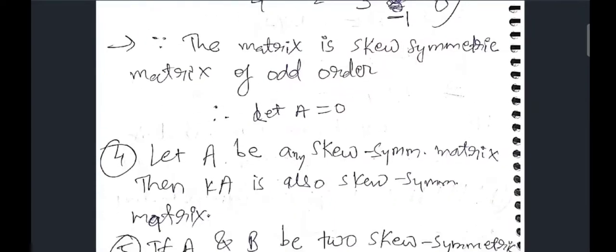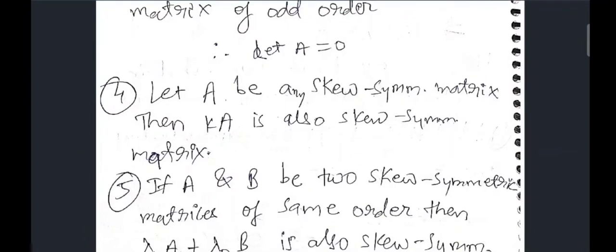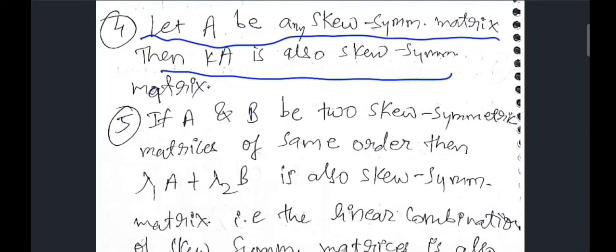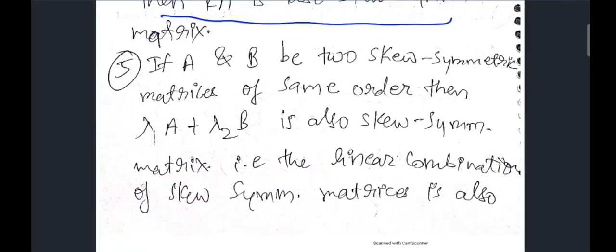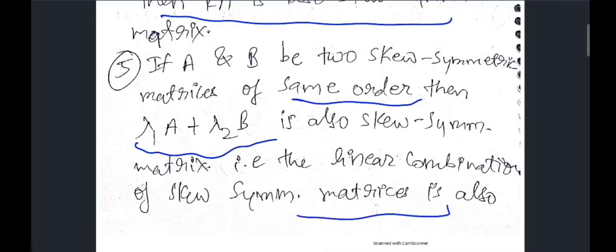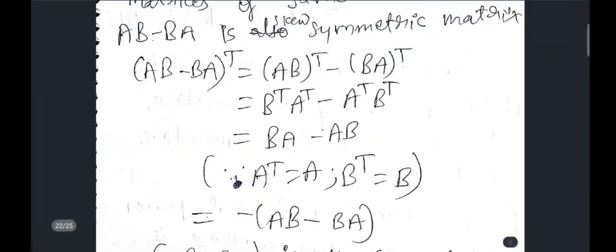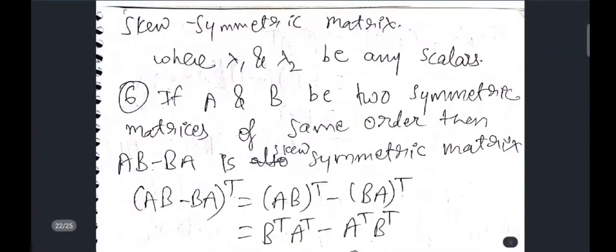Now let A be any skew symmetric matrix, then kA is also a skew symmetric matrix. This you can prove yourself, okay? Your homework. If A and B are two skew symmetric matrices of the same order, then lambda 1 A plus lambda 2 B is also skew symmetric, that is, a linear combination is also skew symmetric. This also you can prove on your own, okay?